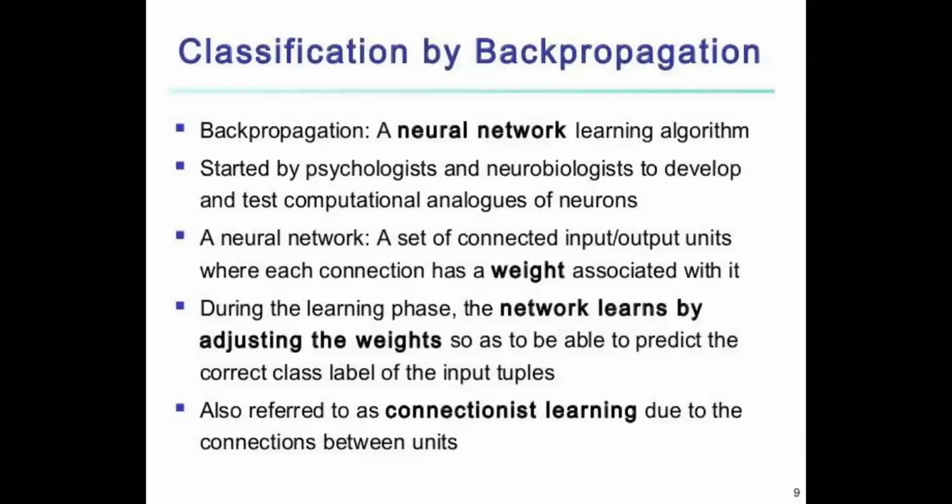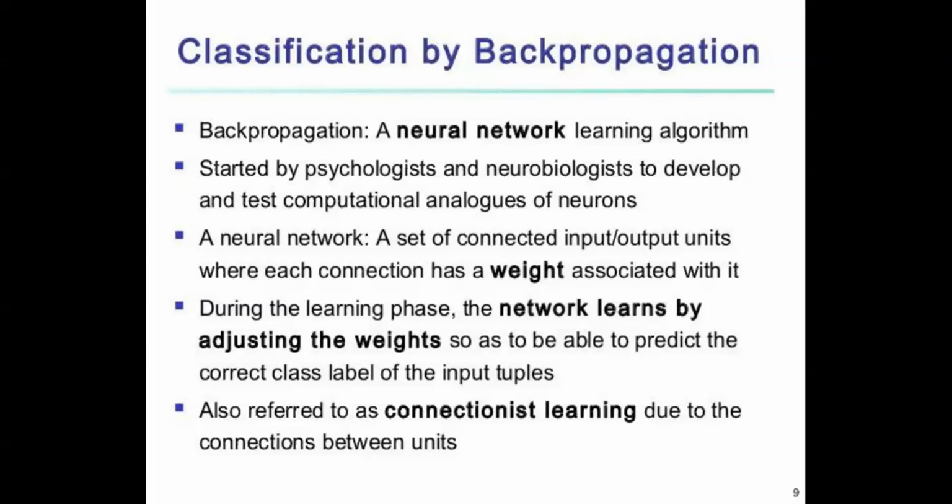Classification by backpropagation. The next concept is classification by backpropagation. Backpropagation is a neural network learning algorithm. It was started by psychologists and neurobiologists to develop and test computational analogies of neurons. A neural network is a set of connected input-output units where each connection has a weight associated with it.